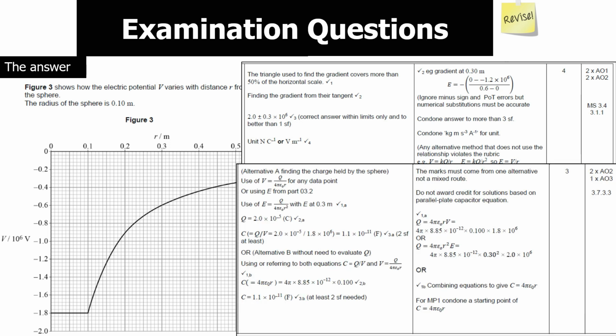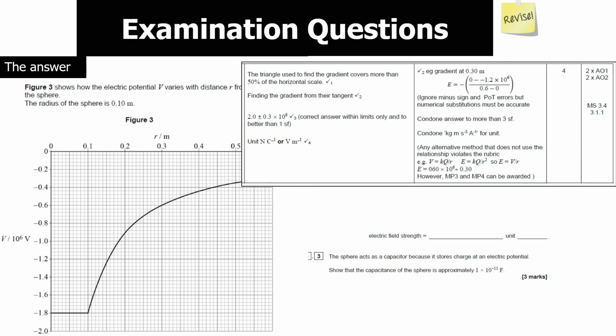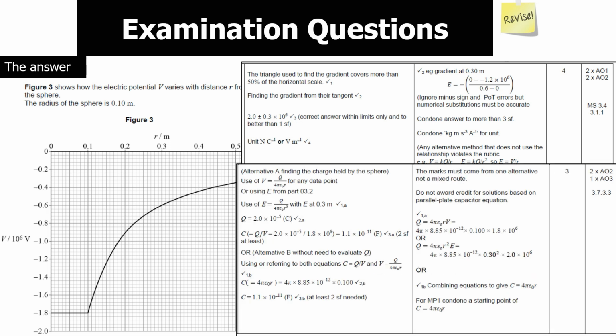Now in this next question, what do you do? Well, you can work out what the value of V is. From the value of V, you can work out your value of charge by saying V equals Q over 4 pi epsilon 0 R. So you can then look on your graph and work out what the charge would be by saying Q equals V times 4 pi epsilon 0 R, and then you can work out that value. Now you've also got the electrical field strength at 0.30 meters.